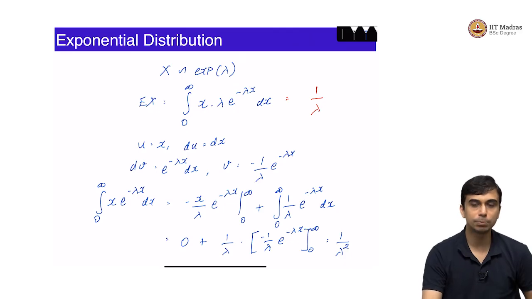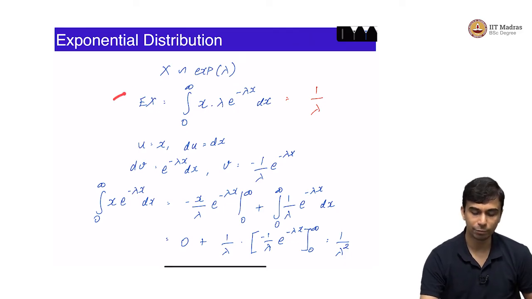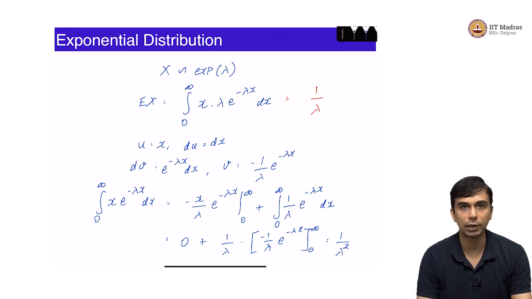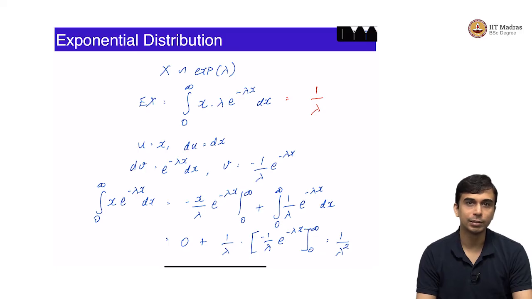If you have a very small lambda, then you have Ex to be quite large. The unit of lambda, for example in the case of the bulb failure experiment, would be per year, right. So if you have lambda of, let us say, 0.5 per year, then you expect this bulb to last for 2 years.